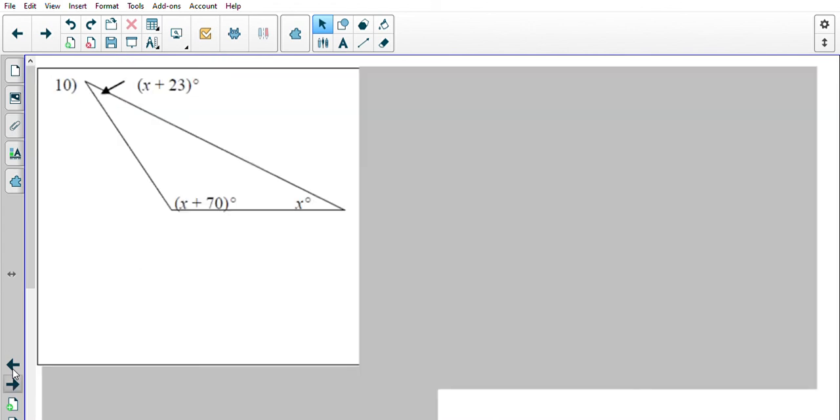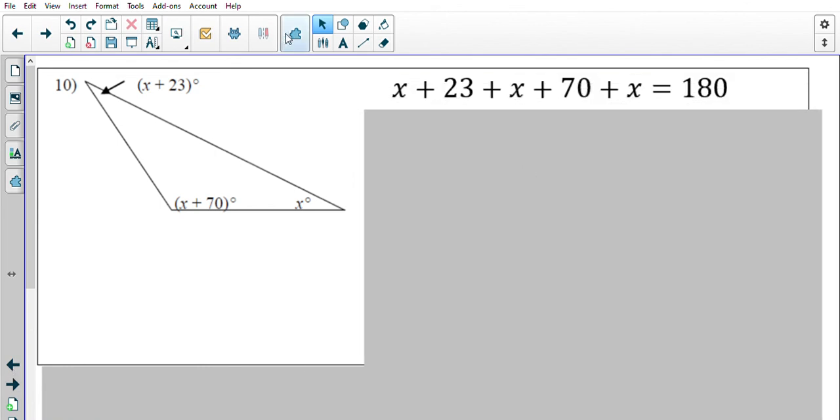So in number 10, we have these three angles that have to total 180 degrees. So let's set this up. We've got x plus 23 plus x plus 70, and these can go in any order. I'm just putting them in the order that I have them. It doesn't have to be that order.